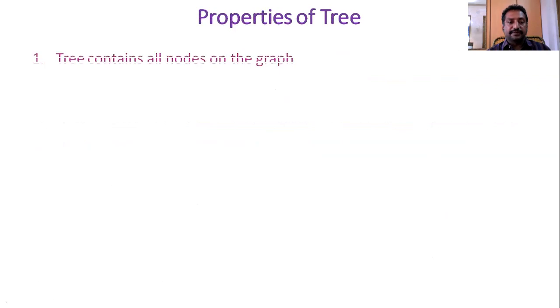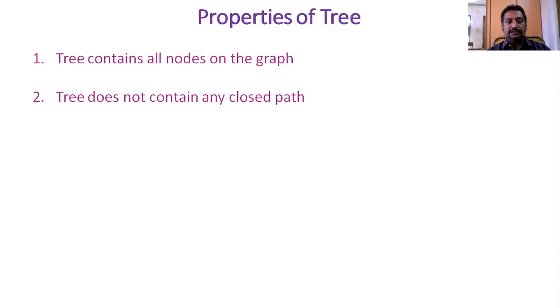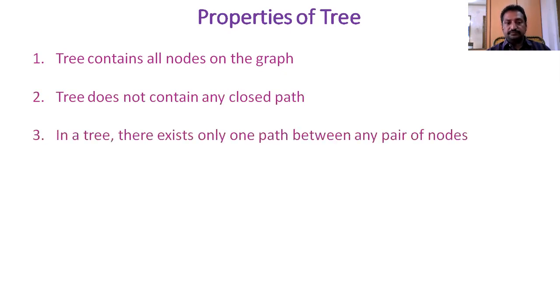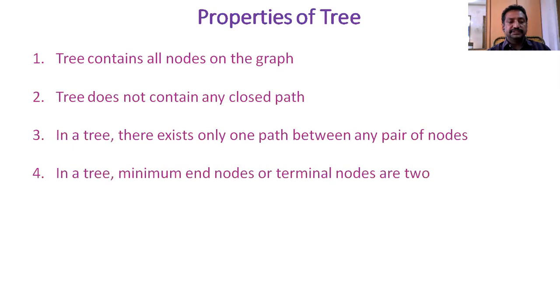Next, properties of a tree. Tree contains all nodes of the graph. While you draw the tree from your graph, we should follow these properties. Second property, tree does not contain any closed path. In a tree, there exists only one path between any pair of nodes. In a tree, minimum terminal nodes are 2.